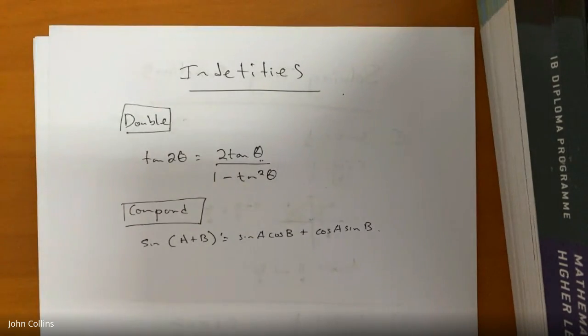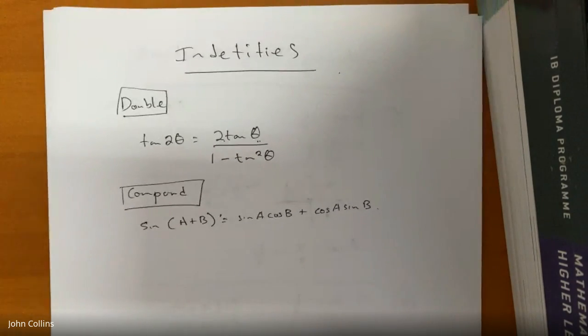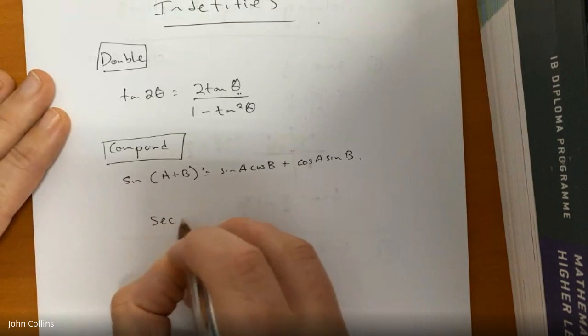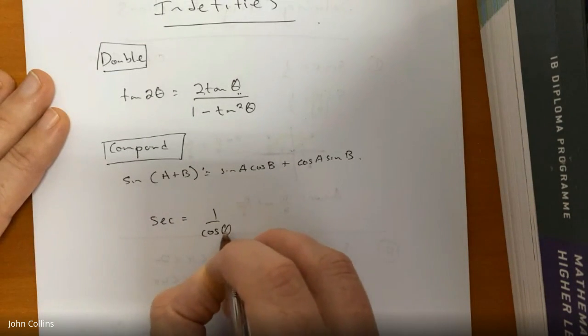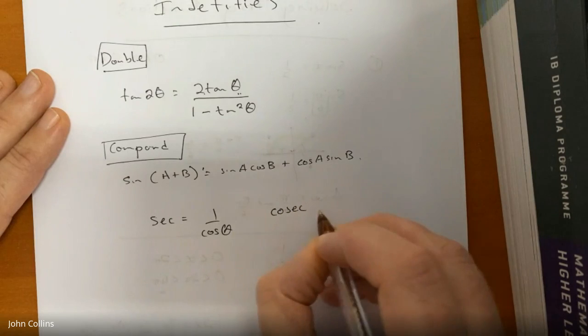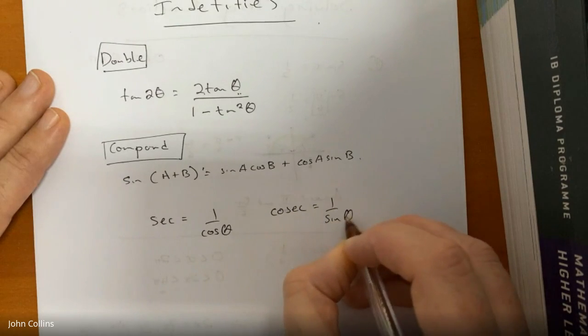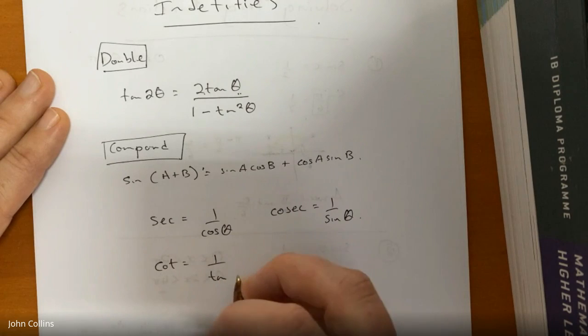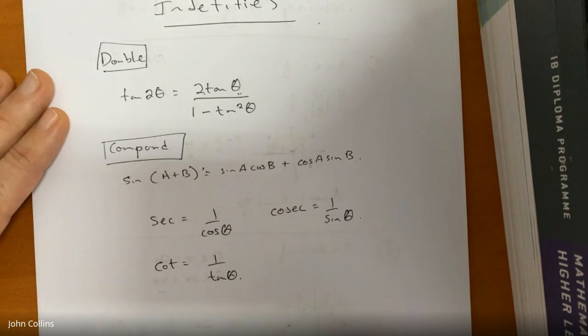All right. Let's continue on our merry way. So there's the compound angles. Also, you have your reciprocals, which is sec is 1 over cos, which you should know. Cosecant is 1 over sine. And cot is 1 over tan.